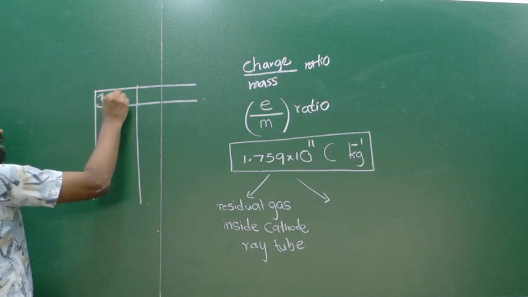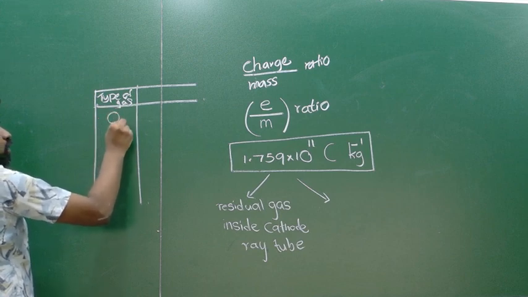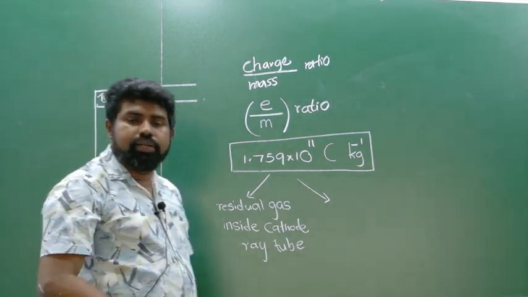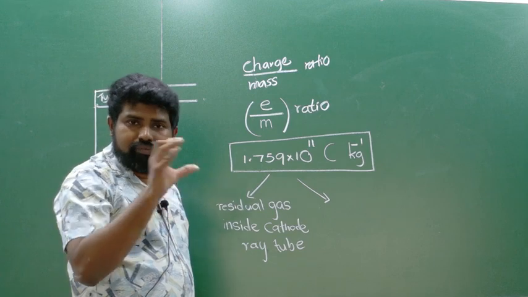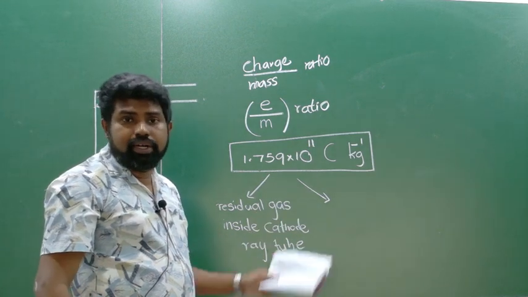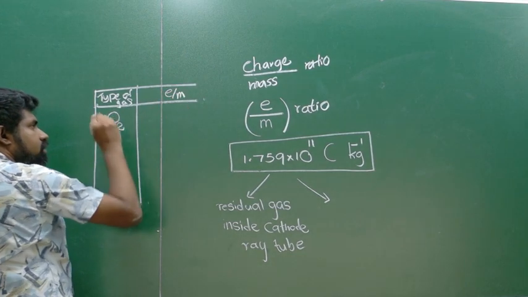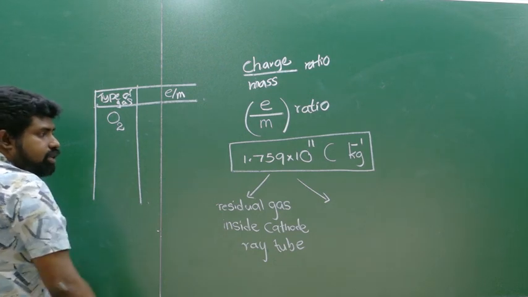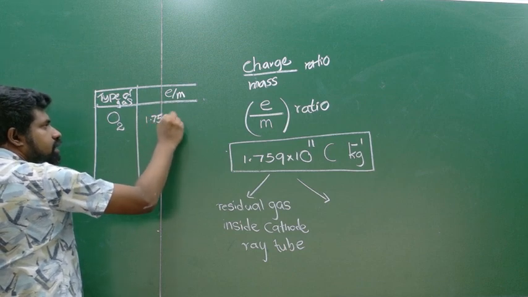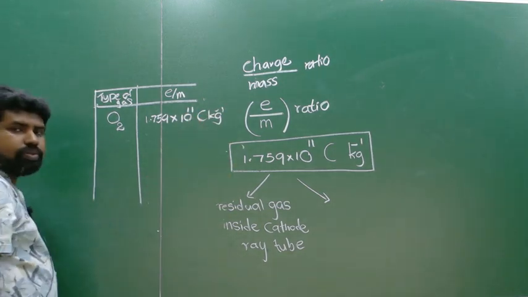He changed the type of gas. For example, in one experiment he used oxygen gas inside the cathode ray tube. He evacuated the normal air and filled the oxygen gas inside the cathode ray tube, and then he did his experiment and determined the e over m ratio when oxygen is the residual gas. He got the experimental answer 1.759 times 10 to the power 11. The same value was obtained.